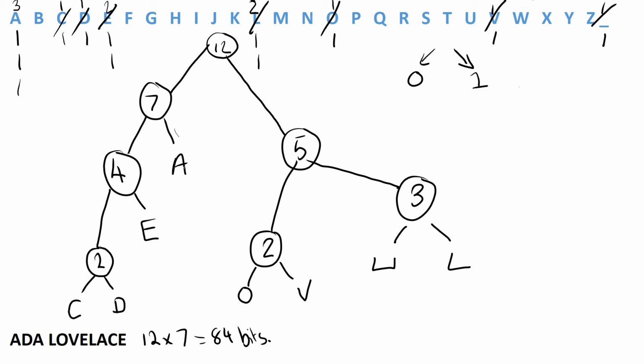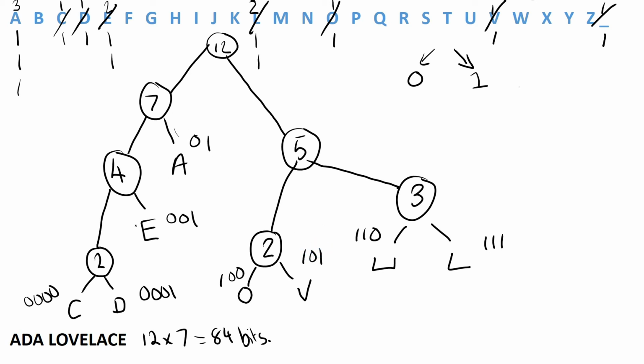So I've gone left, right, so I go 0, 1. I've gone left, left, right, so I go 0, 0, 1. Left, left, left, left, 0, 0, 0, 0. Left, left, left, right, 0, 0, 0, 1. Right, right, right, 1, 1, 1. Right, right, left is 1, 1, 0. Right, left, left is 1, 0, 0. Right, left, right is 1, 0, 1.